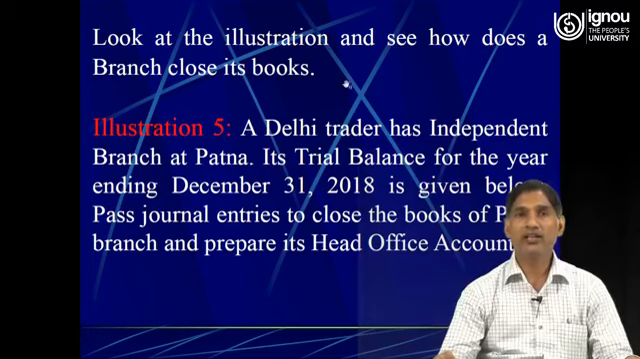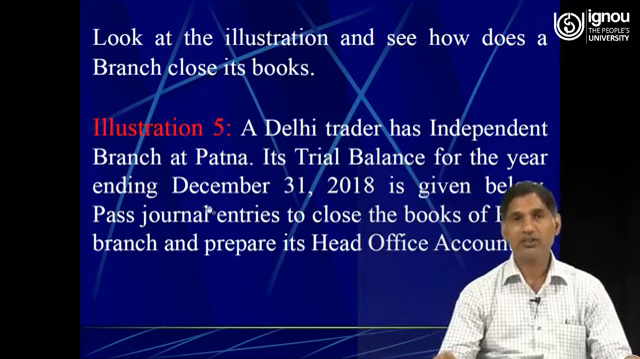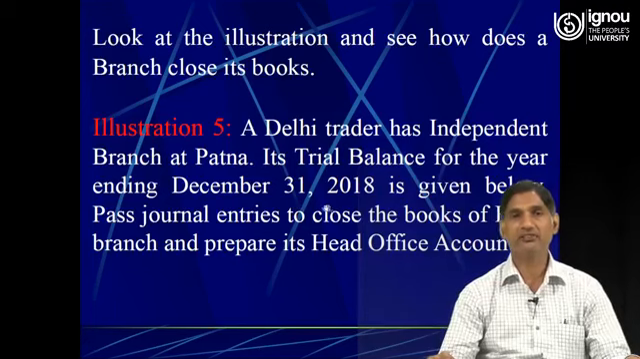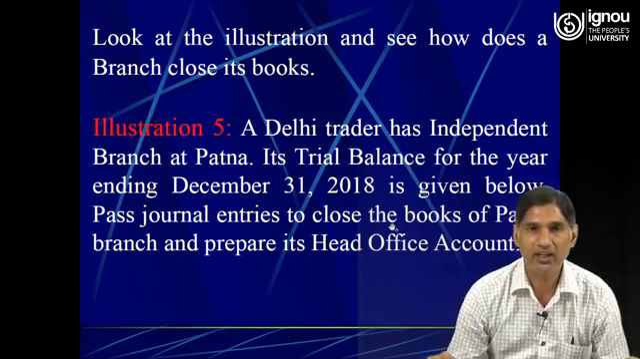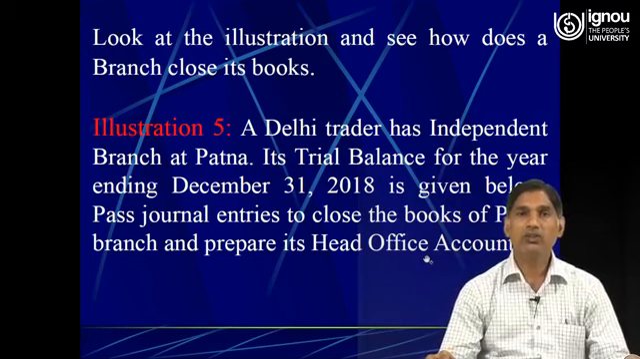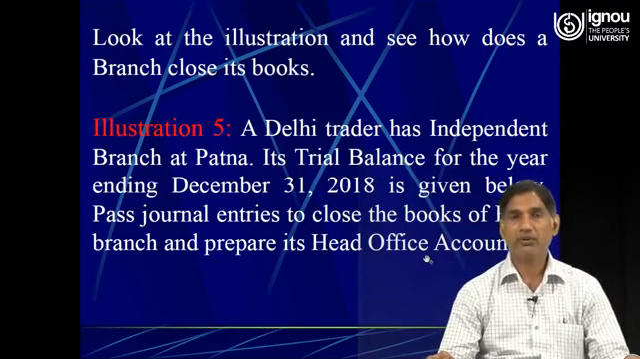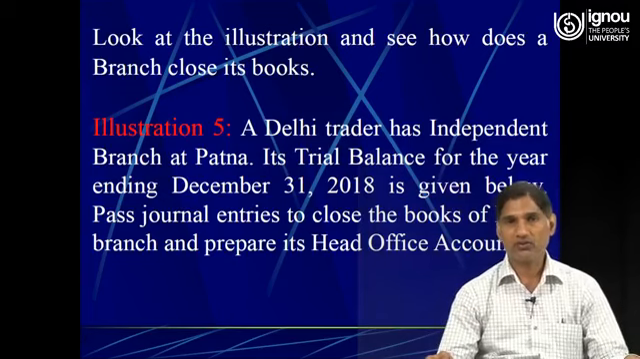Now look at the illustration and see how a branch closes its books. We will see the procedure of closing the books in the books of the head office. A Delhi trader has an independent branch at Patna. Its trial balance for the year ending 31st December 2018 is given below. Pass the journal entries to close the books of Patna branch and prepare its head office account.